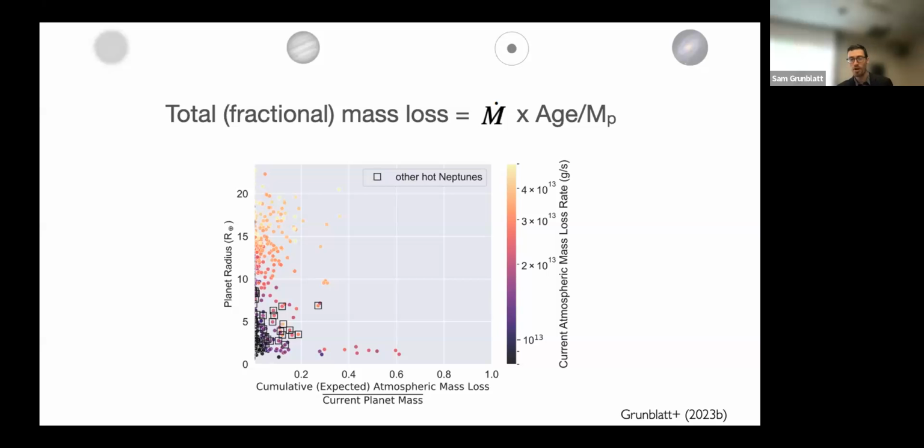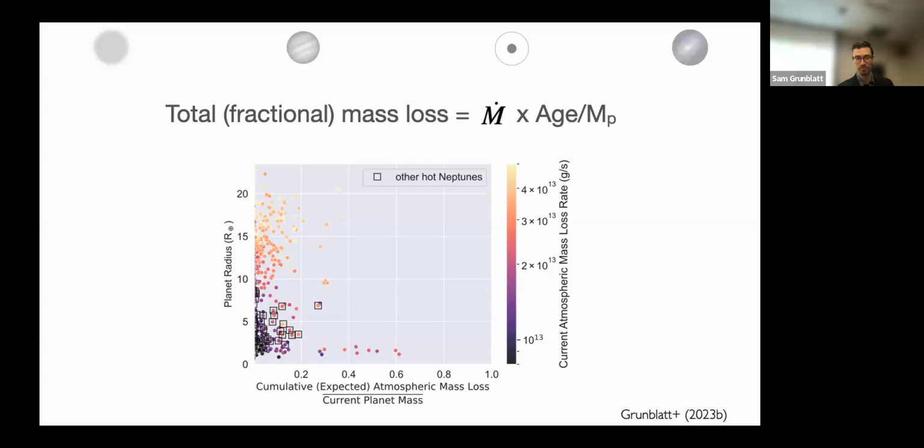Yeah, I don't know if there are a lot of other hot Saturns. I don't know if there are a lot of planets that are 7 Earth radii on 4-day orbits around other stars. I don't think the population is large. I don't know whether it's better to call it a hot Neptune or a hot Saturn, but I went with hot Neptune because of the mass, basically. That's clear. Okay.